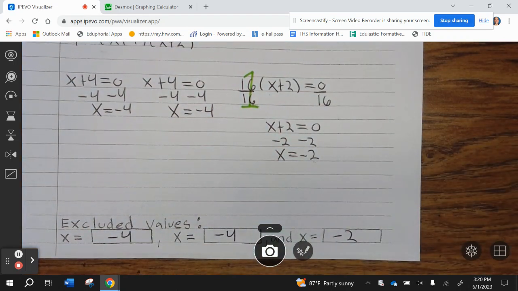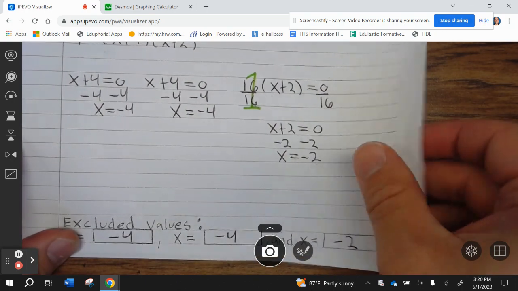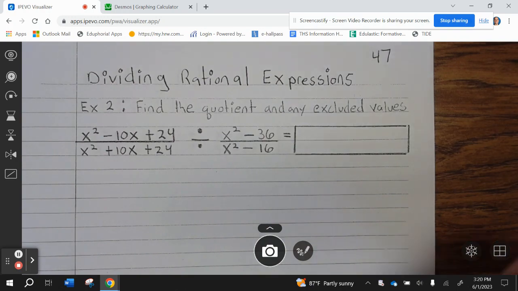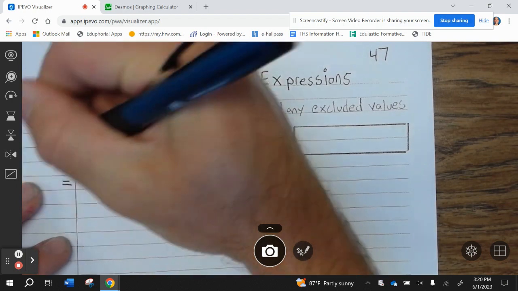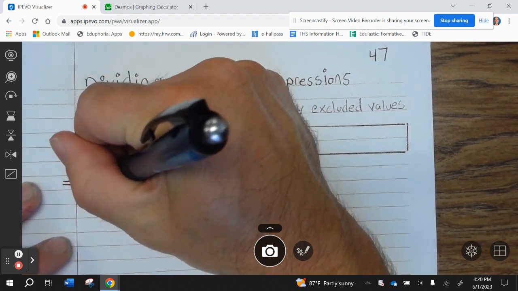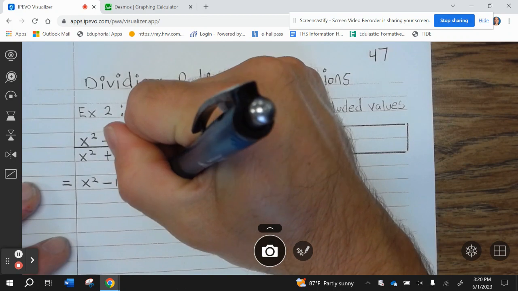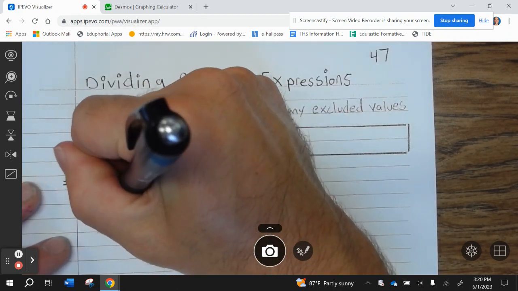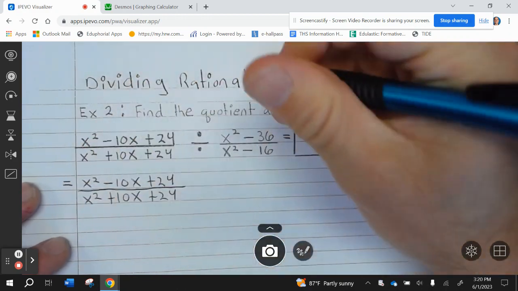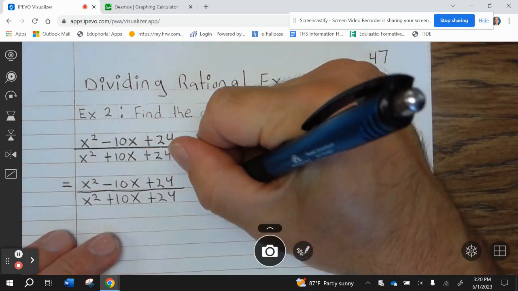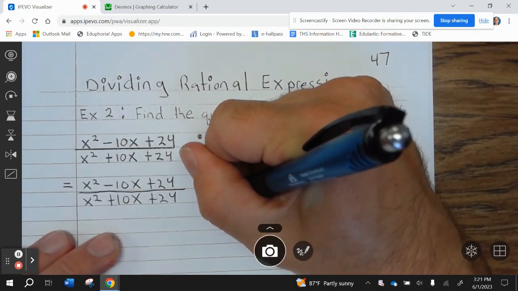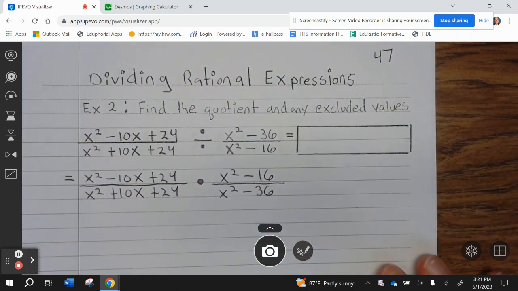All right, let's take a look at example 2. Okay, so first, whenever you divide by a fraction, you flip and multiply. So we're going to rewrite this as x squared minus 10x plus 24 divided by x squared plus 10x plus 24 times x squared minus 16 divided by x squared minus 36.